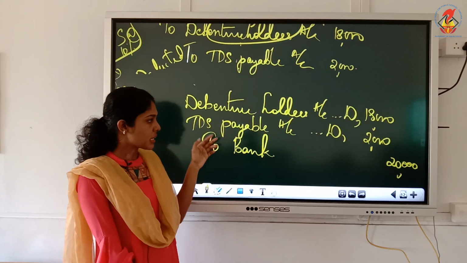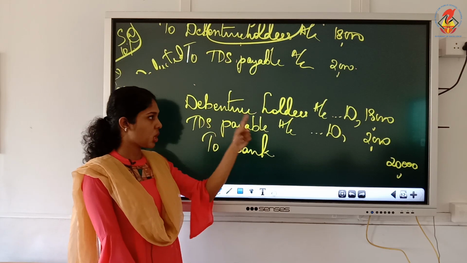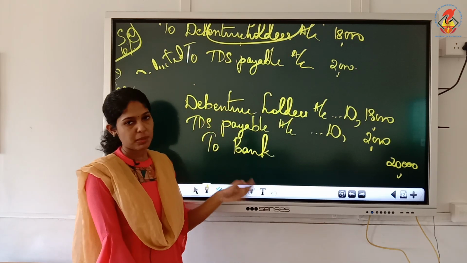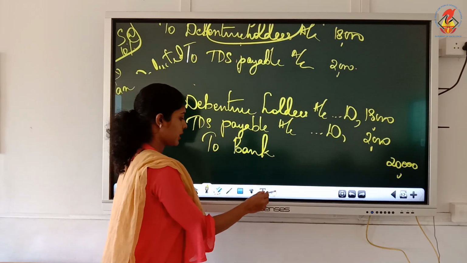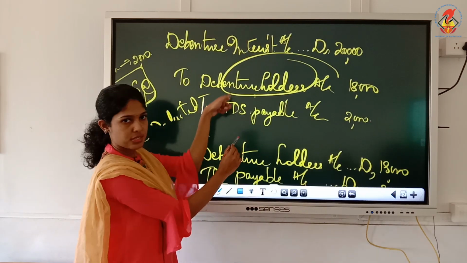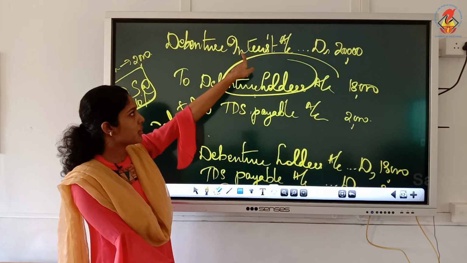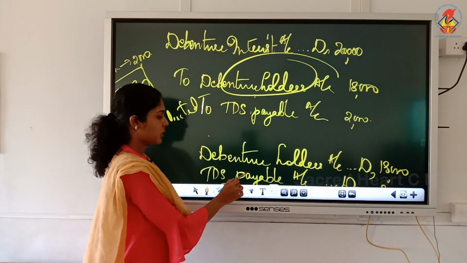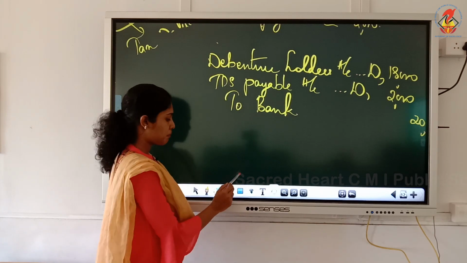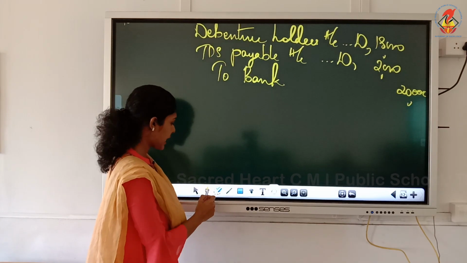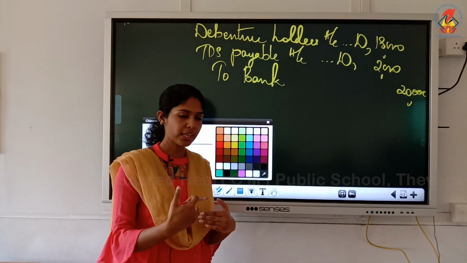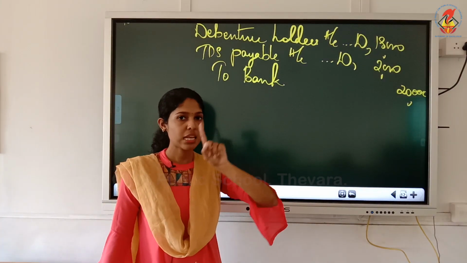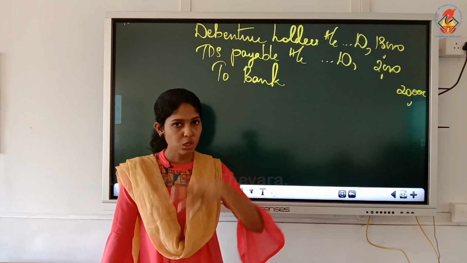So the journal entry for the payment is debenture holders debtor, TDS payable debtor, then we will make the payment to bank. So these two we cancelled. There is an account still there in the books, which is debenture interest. It's an expense. You remember last year's P&L account, in 11th standard, where we debited all expenses and credited all incomes.